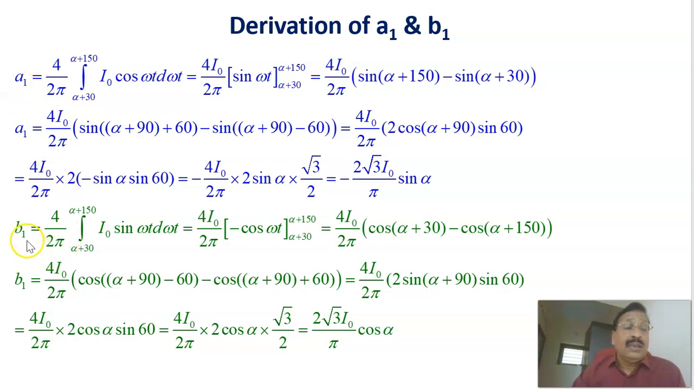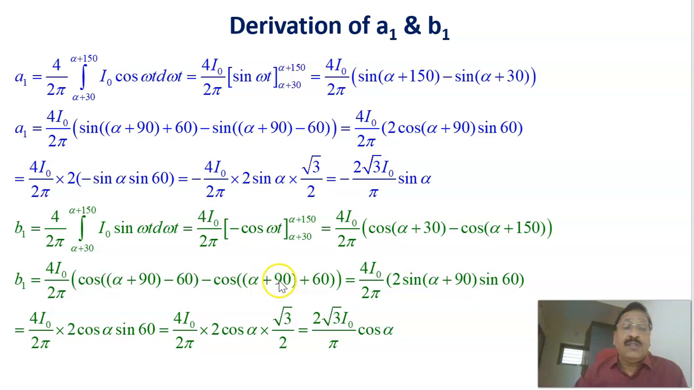And for the corresponding B1, equal to the same 4 by 2 pi integral from alpha plus 30 to alpha plus 150 of I naught sin omega t d omega t, or 4 I naught divided by 2 pi integral of sin omega t, which gives minus cos omega t, with limits alpha plus 30 and alpha plus 150. Now make it cos omega t; the limits will be reversed. Now it is equal to 4 I naught divided by 2 pi into cos(alpha plus 30) minus cos(alpha plus 150).